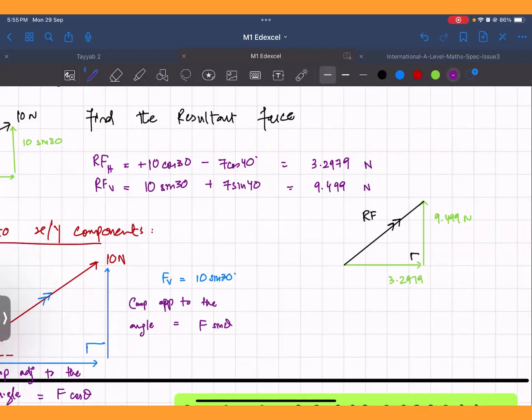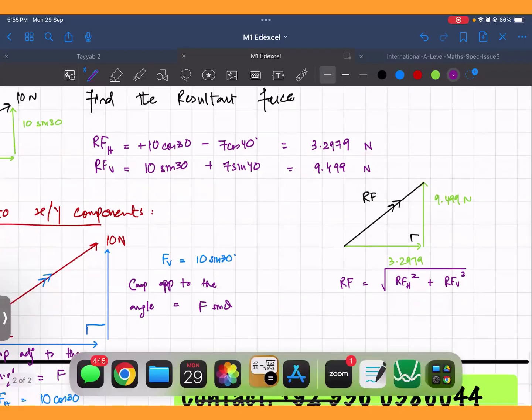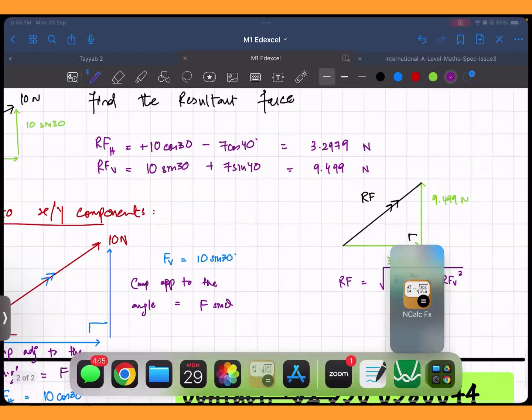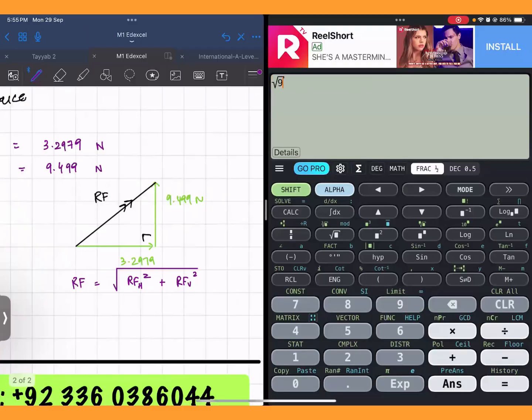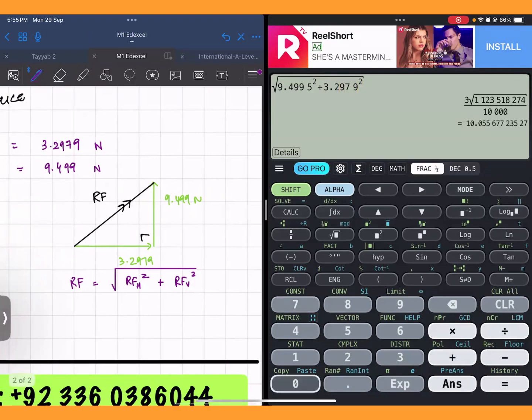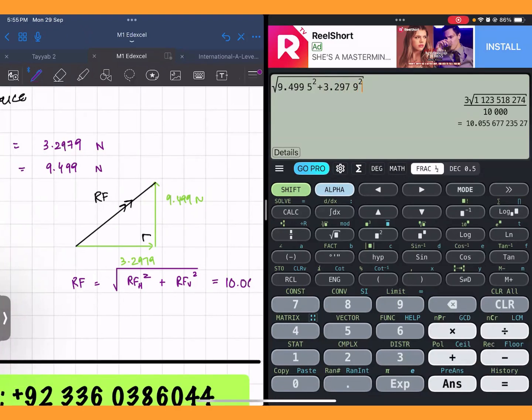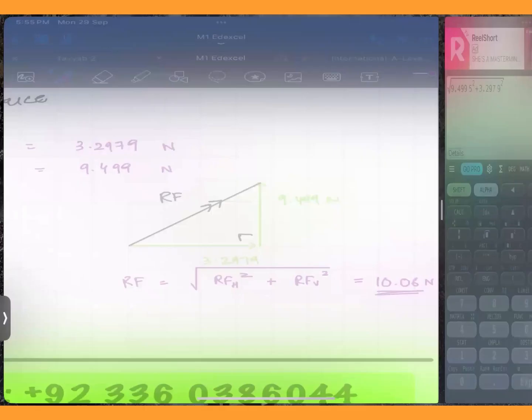In order to find the overall resultant force magnitude, you will use the Pythagoras theorem. Resultant force is the horizontal resultant squared plus the vertical resultant squared, and then the square root. So square root of 9.4995 squared plus 3.2979 squared, which is 10.06 something Newton. This is the overall resultant force.